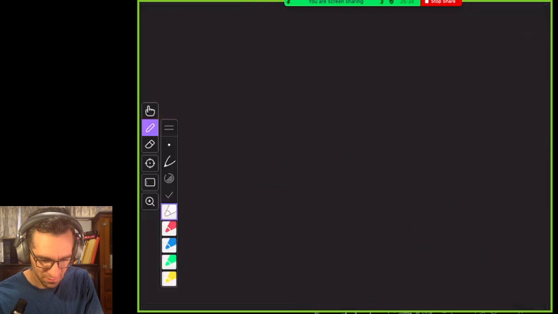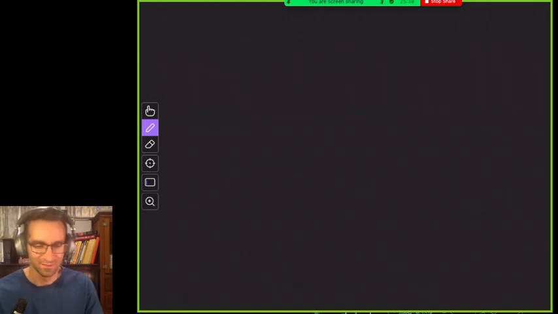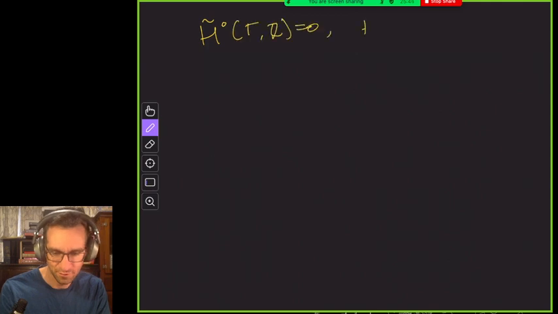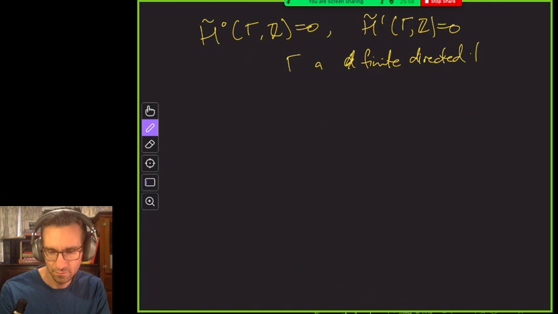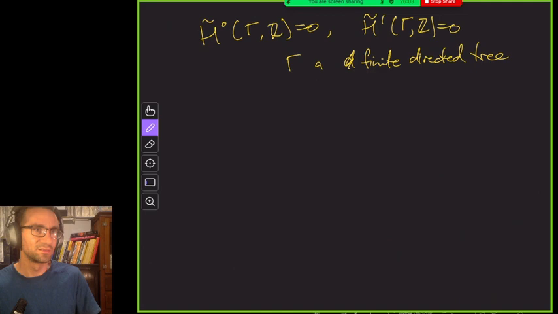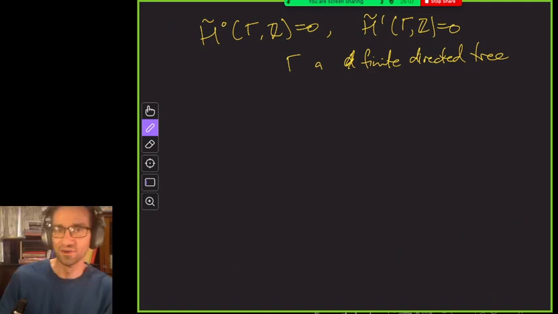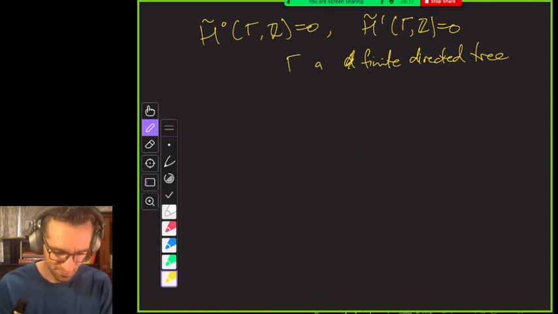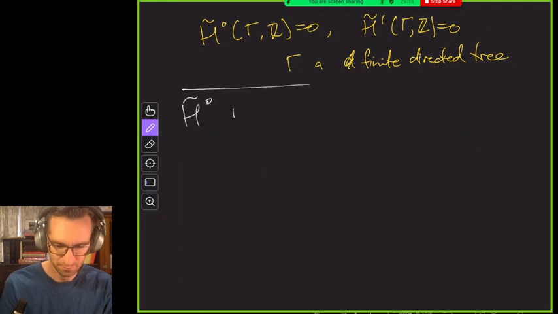What I was trying to do was write this. I had two zeros by accident. Should be H-twiddle 1. So gamma, a finite directed tree. All right, so I think Tyson mentioned that I had two tildes, so H twiddle 0 and H twiddle 0. So, all right, so the slogan, connected components.